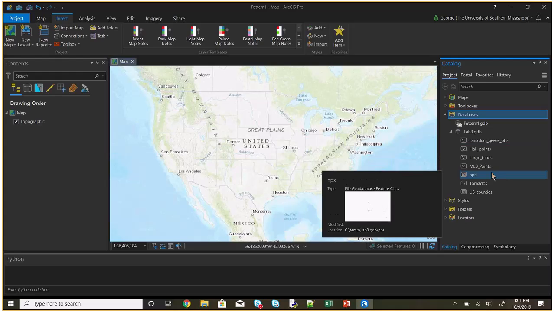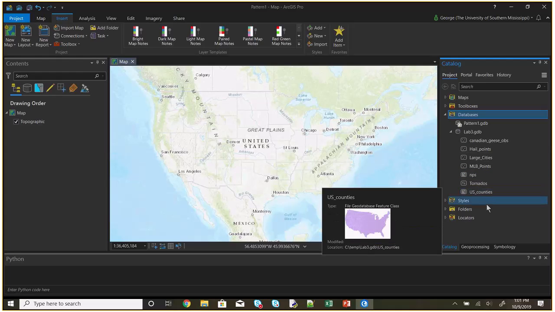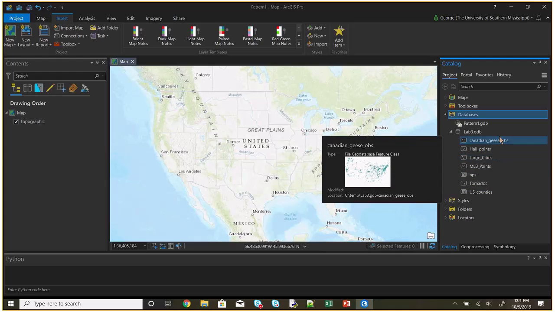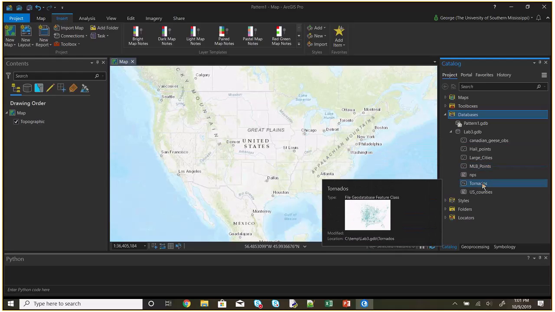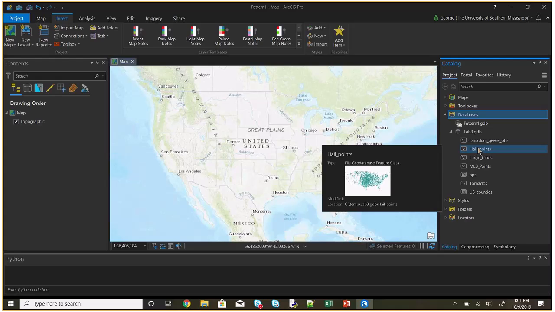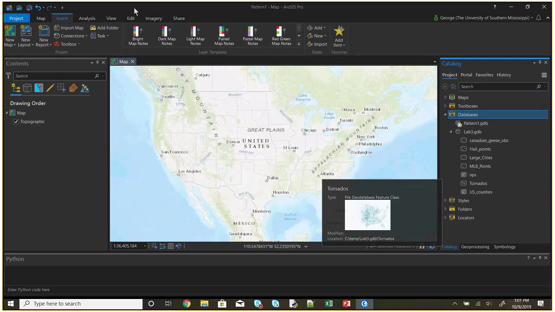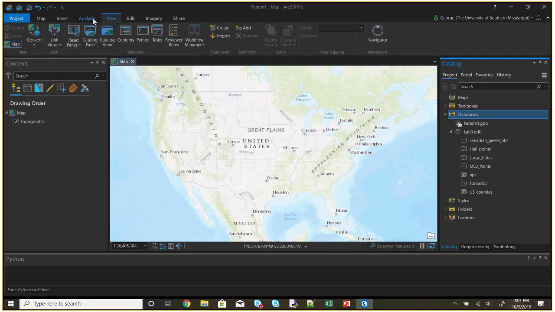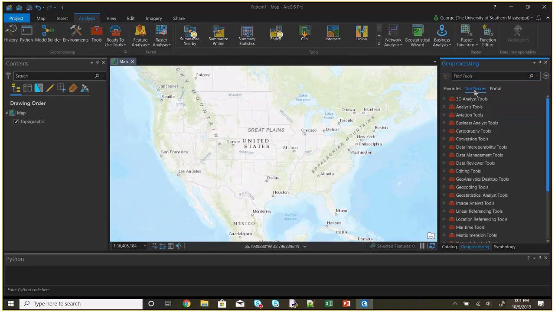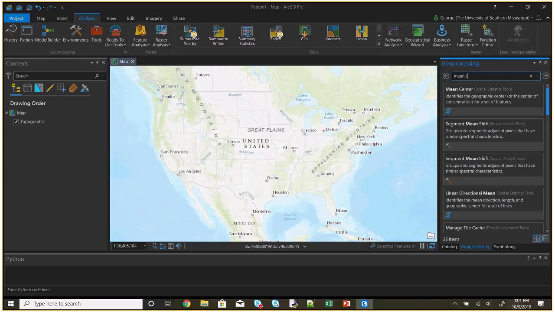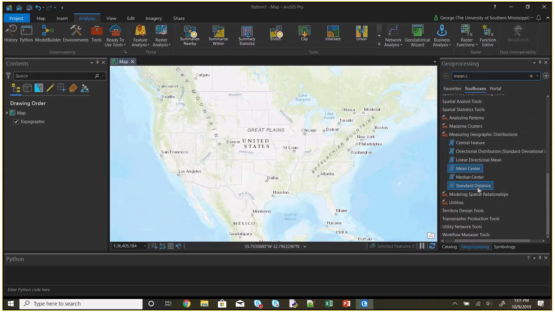Okay, so I've got all these. First of all, let me show. In analysis, under tools, toolboxes, let me search for it. So I've got the mean center. They're all in this spatial statistics toolbox. In the spatial statistics toolbox, there's actually a ton, and we'll be doing some of these.